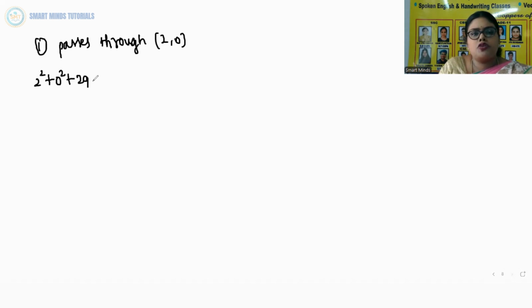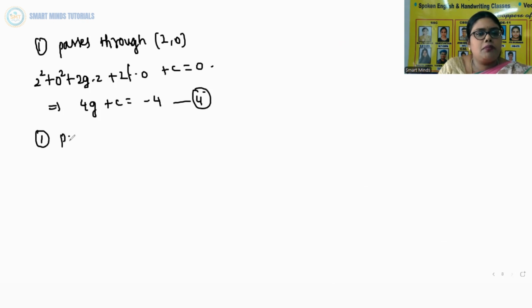Now after doing that orthogonal part, we will pass the circle equation through these 2 points. So take equation number 1 passing through (2, 0). In the general equation you substitute 2 and 0: 2 square plus 0 square plus 2g into 2 plus 2f into 0 plus c is 0. So you get 4g plus c is equal to minus 4. This is equation number 4.